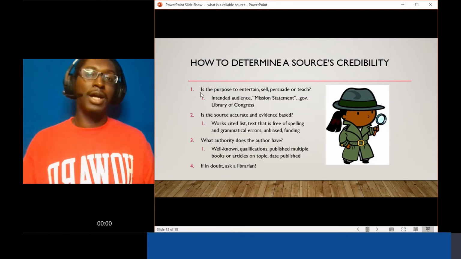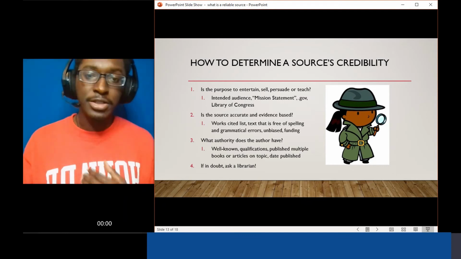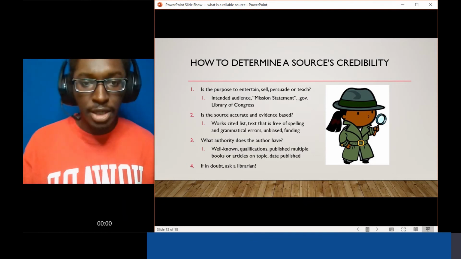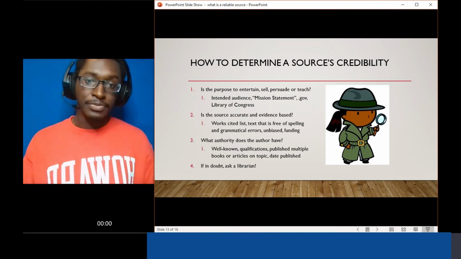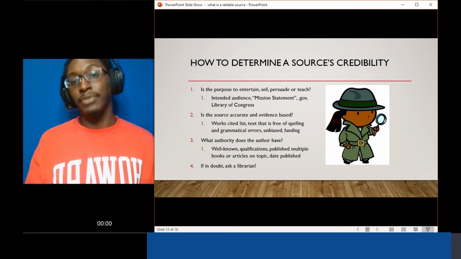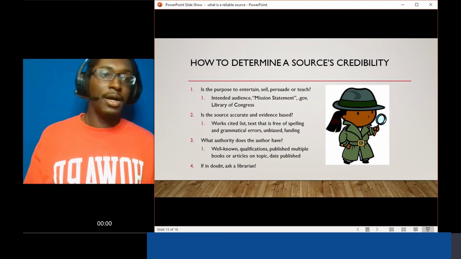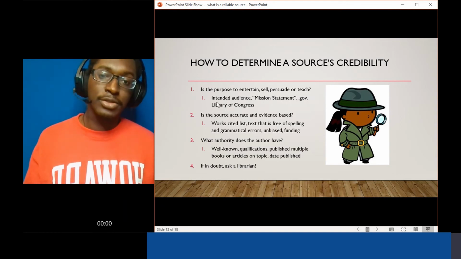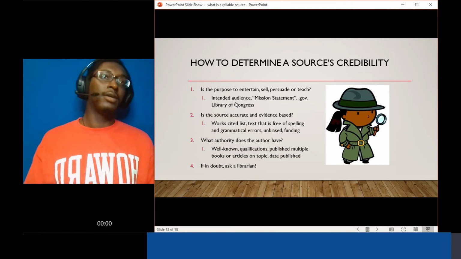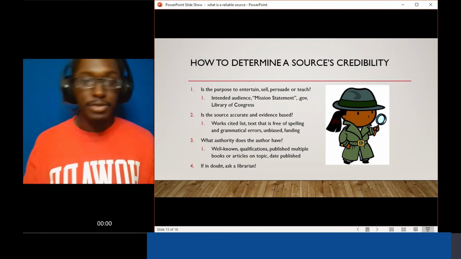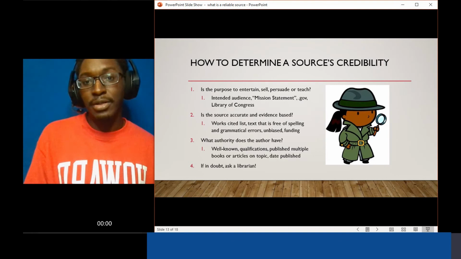So the first question that we got to ask ourselves is, was this source written for the purposes of entertainment, to sell us something, to persuade, or to teach? If a source was written to teach, it's most likely a credible source. In order to answer that question, you really need to find out who the source was written for. What's the intended audience? For example, a scholarly article is written for scholars. It's written for scientists or other experts in the field instead of the general public, right?